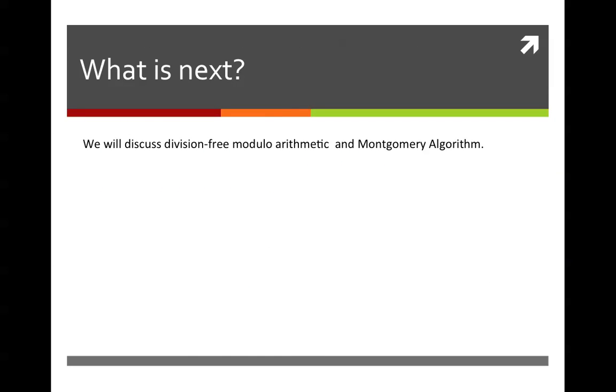So what would be next? We'll discuss division-free modulo arithmetic and Montgomery algorithm. When I say division-free, whenever you compute things, you have to do a mod operation in modulo arithmetic, and that mod operation typically means you've got to get the remainder. To get the remainder out of a computation, you must perform a division. And so what Montgomery algorithm does, it performs all of these things in binary, and either by truncating bits or by shifting bits, you get all the computations in modulo domain.